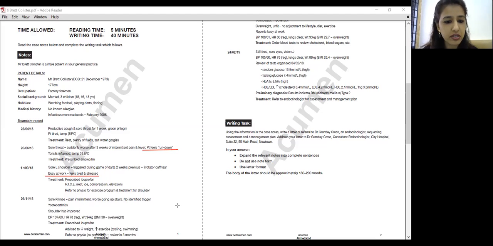So that's important. But high BMI we also have here as well. We have the latest BMI. So probably we are going to include the latest one.